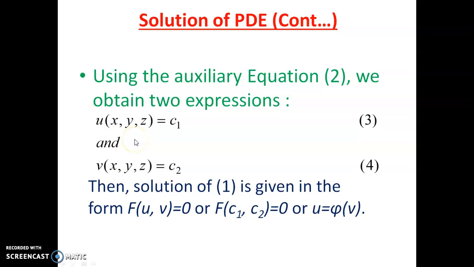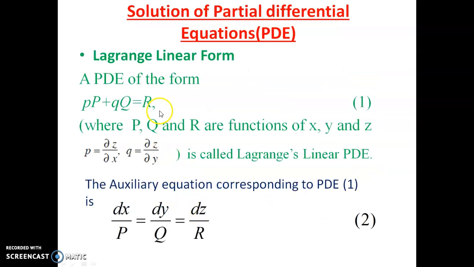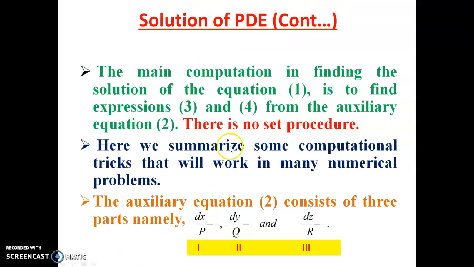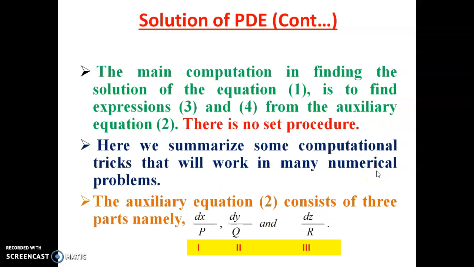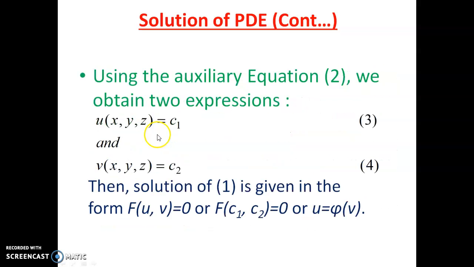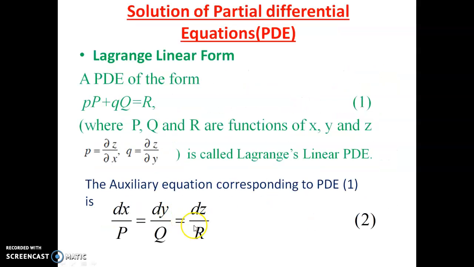So now the question is how to find this function u(x,y,z) equal to c1 and v(x,y,z) equal to c2 from this Lagrange's auxiliary equation. The main computation or calculation in finding the solution of equation 1 is to find the expressions 3 and 4, from the auxiliary equation 2, that is equation 2.